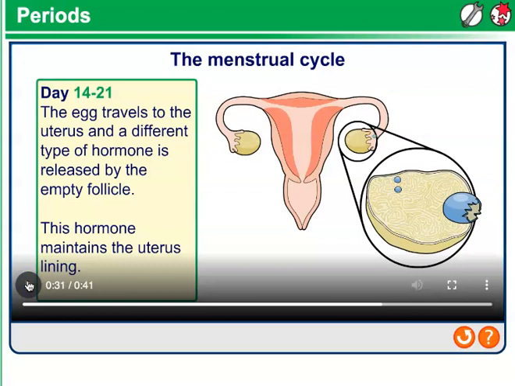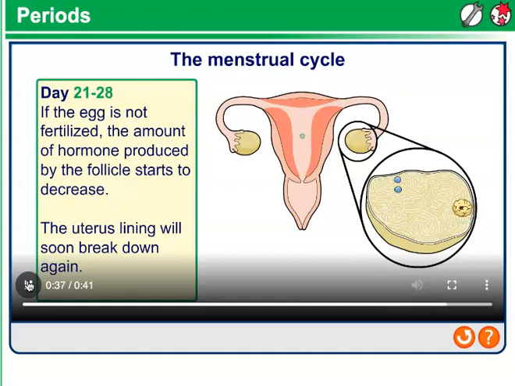From day 14 to 21, the egg travels to the uterus, and a different type of hormone is released by the empty follicle. This hormone maintains the uterus lining. If the egg is not fertilized, the amount of hormone produced by the follicle starts to decrease. The uterus lining will soon break down again.